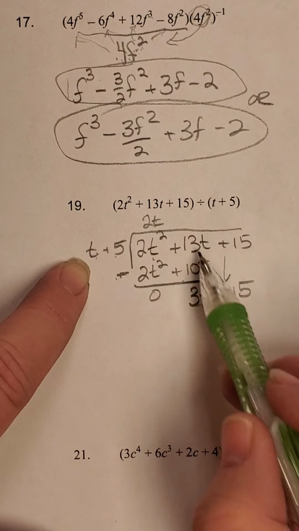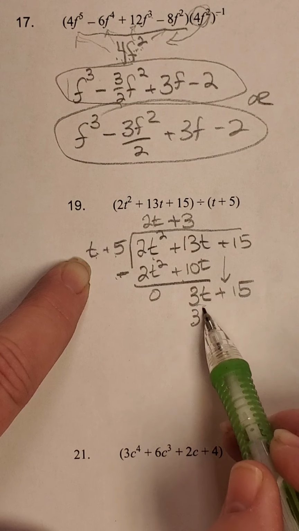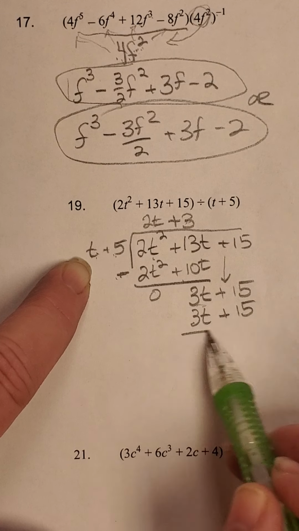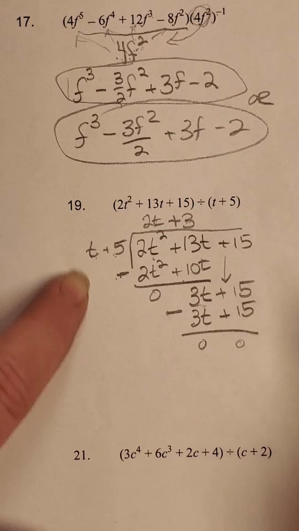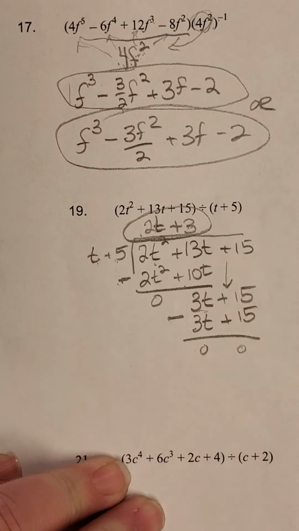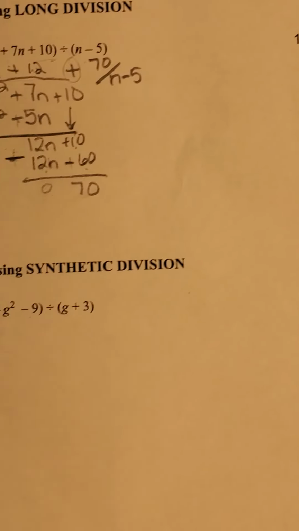And then I'm going to add 3 here, because 3 times t gives me 3t. And 3 times 5 is 15. That worked out nicely. So when I subtract, it gives me a 0 there and a 0 there. So there's no remainder, so it's just 2t plus 3. Okay? All right, last two.